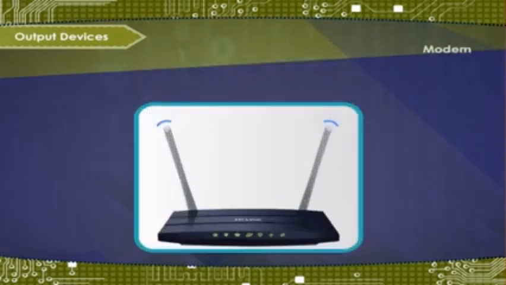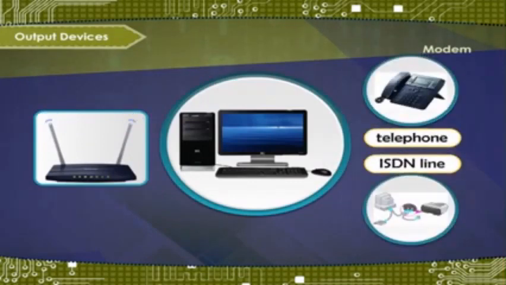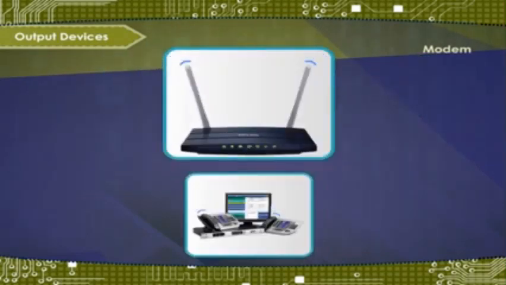peripheral devices. Modem. Modem stands for modulator and demodulator. It is an electronic device that allows computer to exchange information over telephone or ISDN lines. The word modem is derived from a combination of the words modulate, to change digital signal into an analog signal, and demodulate, to convert an analog signal into a digital signal at the receiving computer.